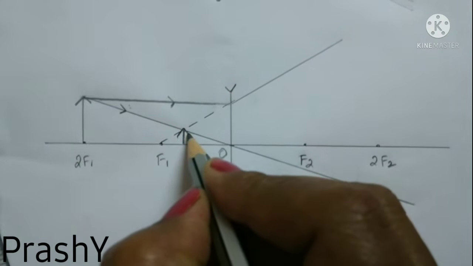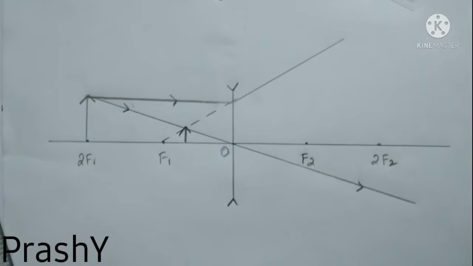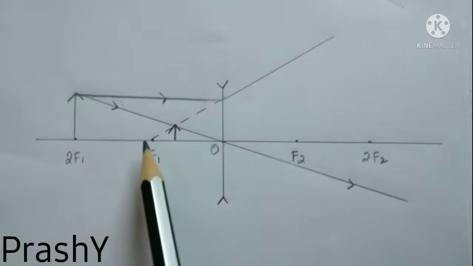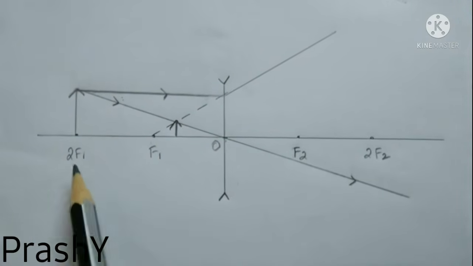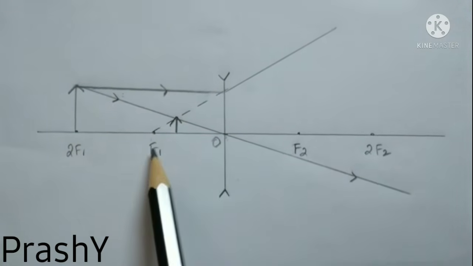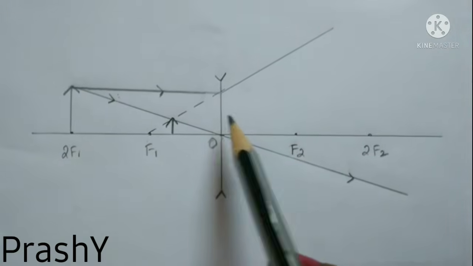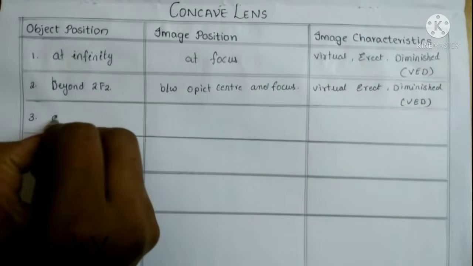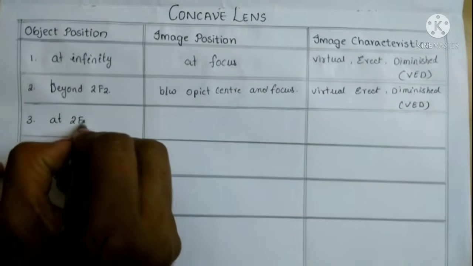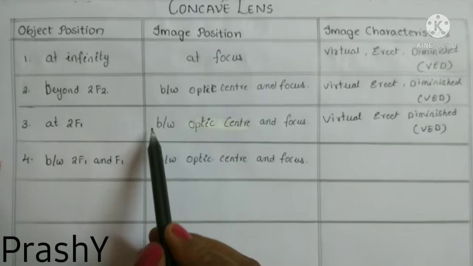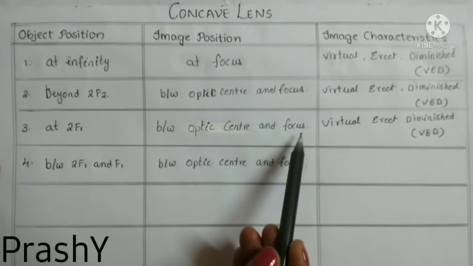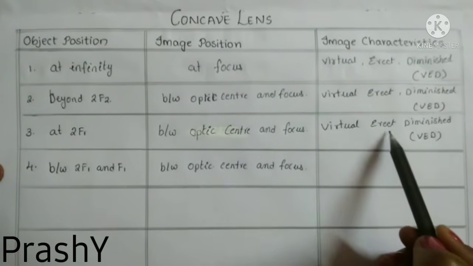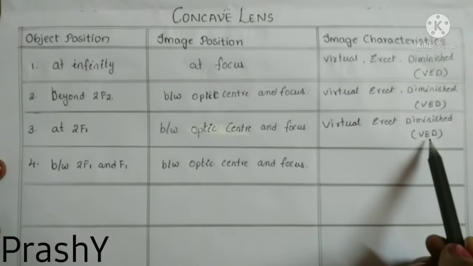So here I got an erect image and which is virtual, and the image is formed between optic center and F1. So when the object is placed at 2F1, I have got the image between optic center and F1 for a concave lens. So object is placed at 2F1. The image position is between optic center and focus. And the image characteristics is virtual, erect and diminished. That is nothing but VED.